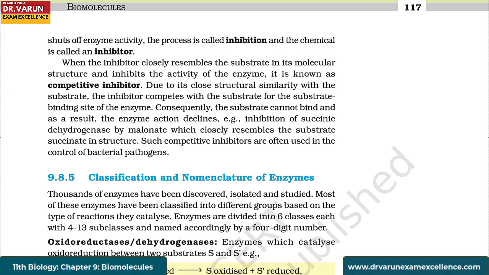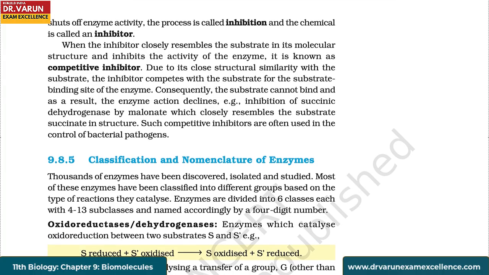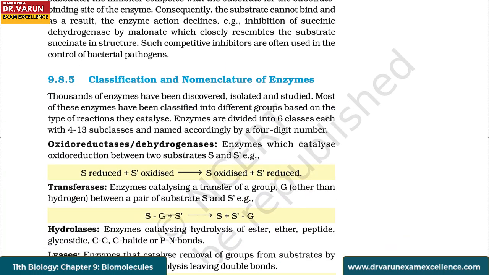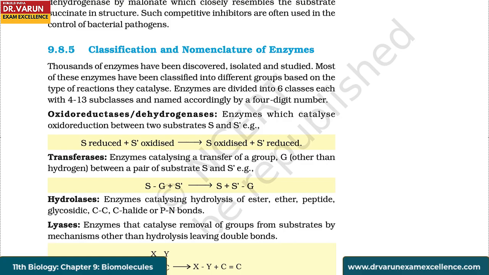Consequently, the substrate cannot bind and as a result, the enzyme action declines. Example, inhibition of succinic dehydrogenase by malonate, which closely resembles the substrate succinate in structure. Such competitive inhibitors are often used in the control of bacterial pathogens.